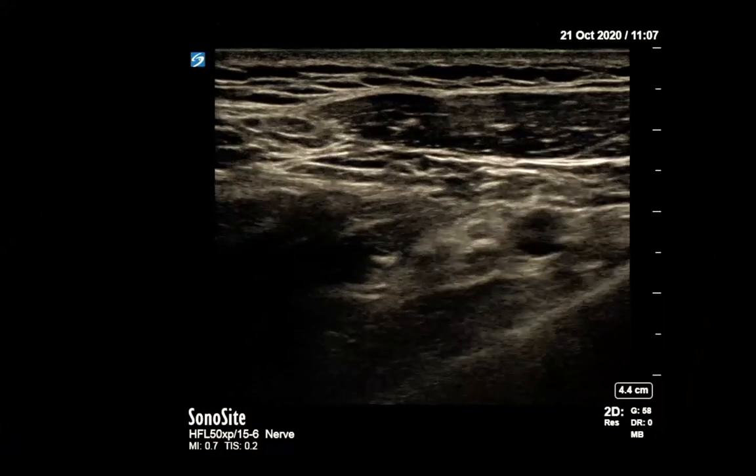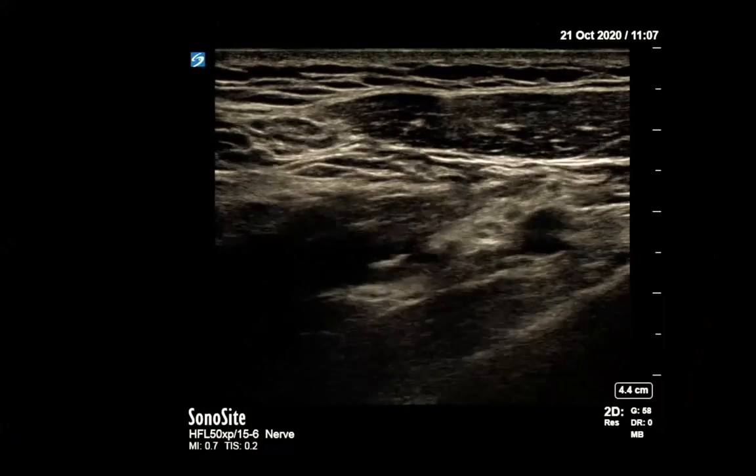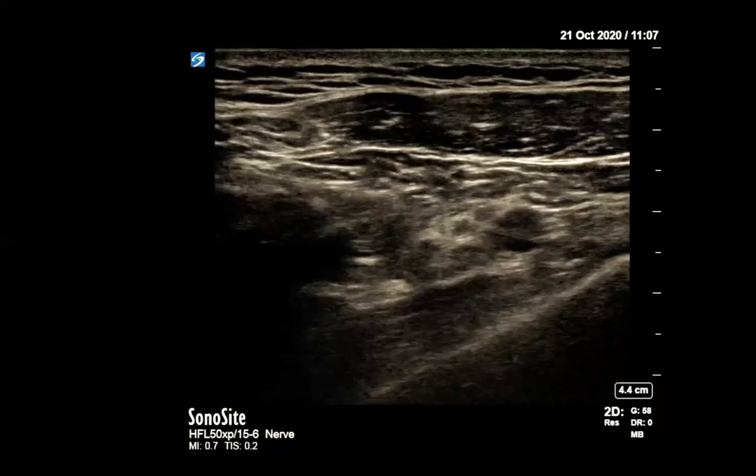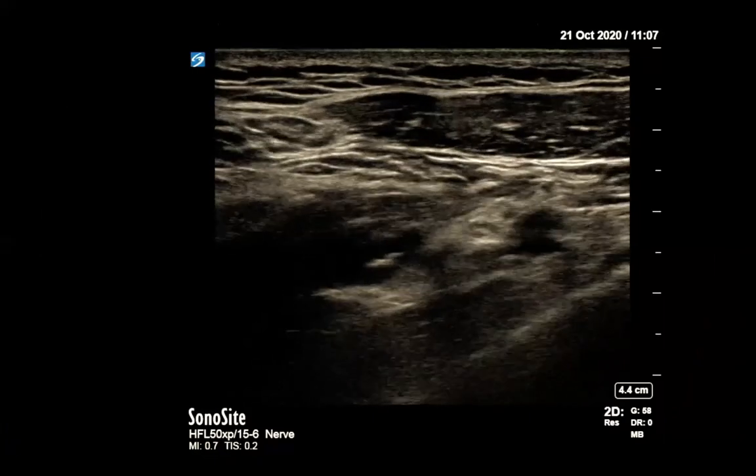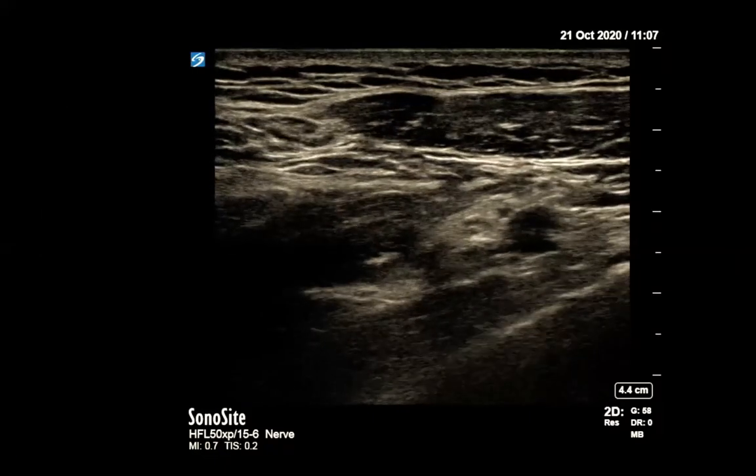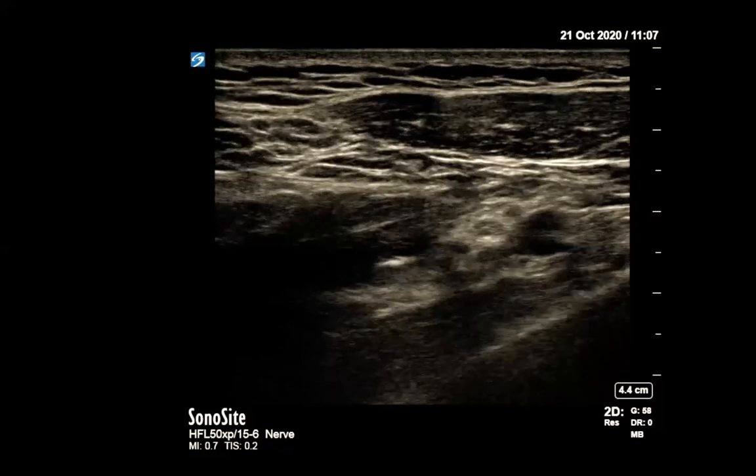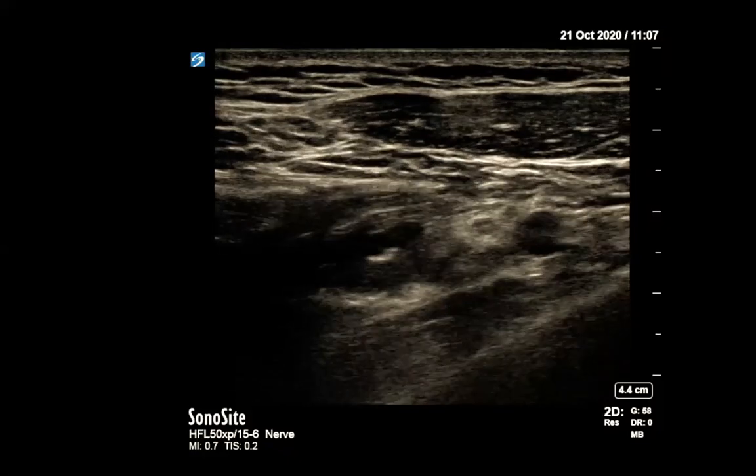This shows the in-plane needle placement and LA deposition in the costoclavicular space. As you can see, it is difficult to direct the needle to the center of the cords. You can see the drug spread around the cords.